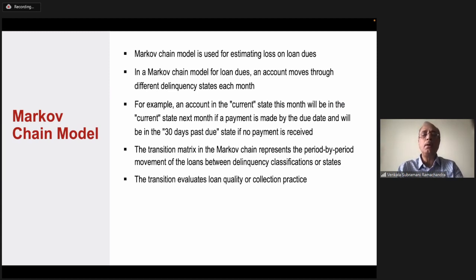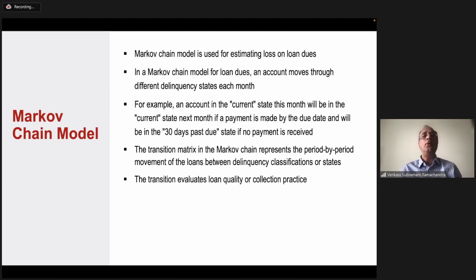The entire model is based on this particular fact. The transition matrix here represents the period by period movement of the loans between delinquency classifications or states. So we can easily classify this based on 0 days, then 1 to 30 days, then 31 to 60 days, and so on.